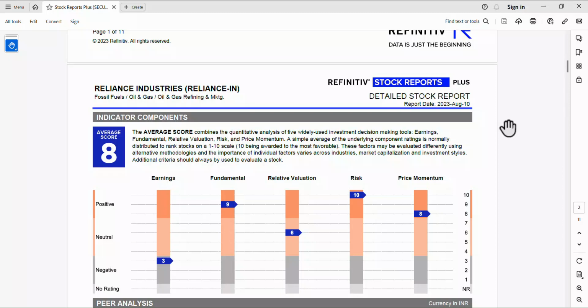Then the price momentum is 8. Now it is giving 8 on price momentum. So that means even the price has not gone up so much.